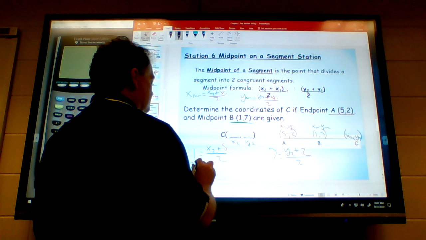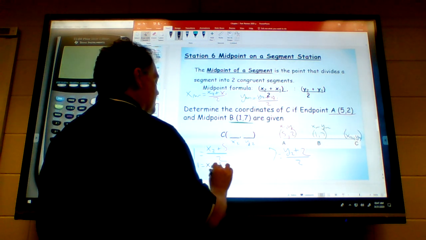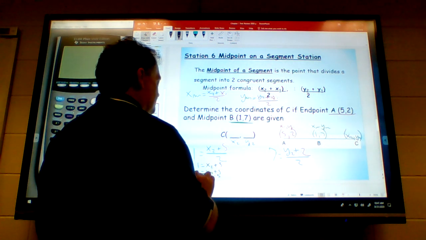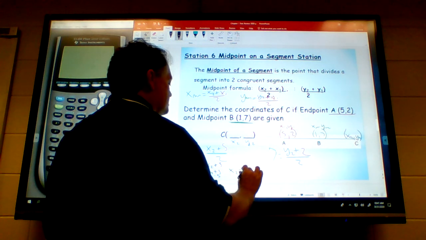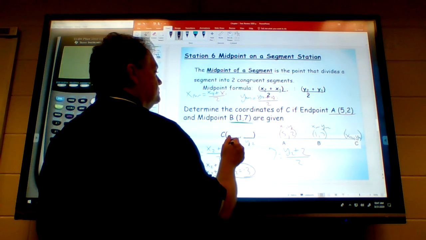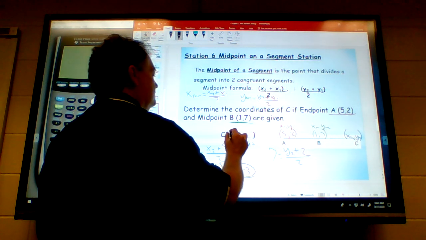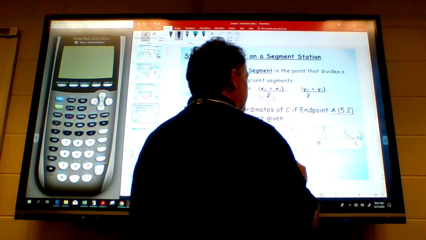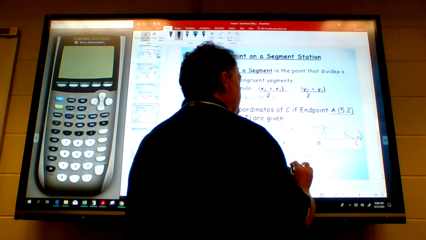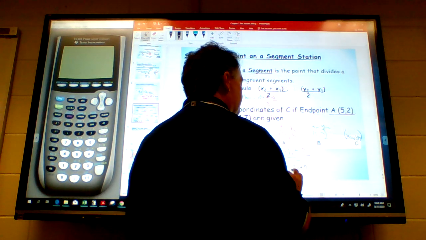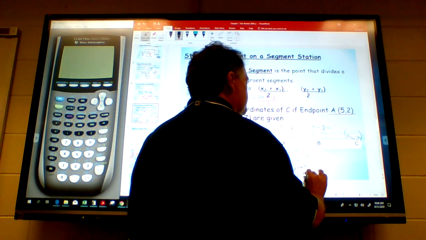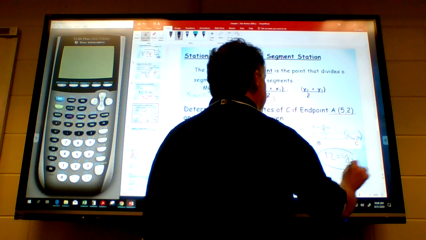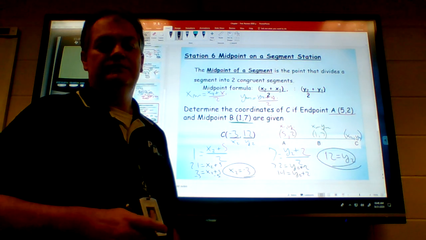So I got 2 times 1 equals x sub 2 plus 5. So 2 equals x sub 2 plus 5. Well, you subtract the 5, you get x sub 2 equals -3. So x sub 2 is -3. And do the exact same thing down here. Multiply, so you get 7 times 2 equals y sub 2 plus 2. So 14 equals y sub 2 plus 2. And then subtract the 2, you get 12 equals y sub 2. There you go. All right.